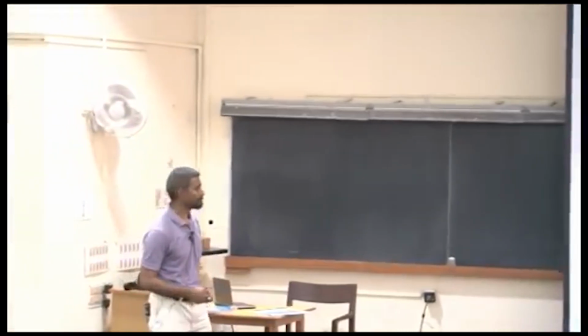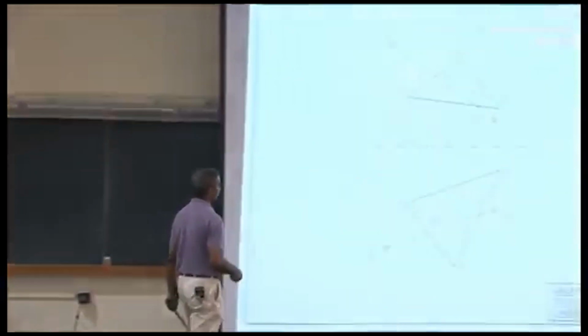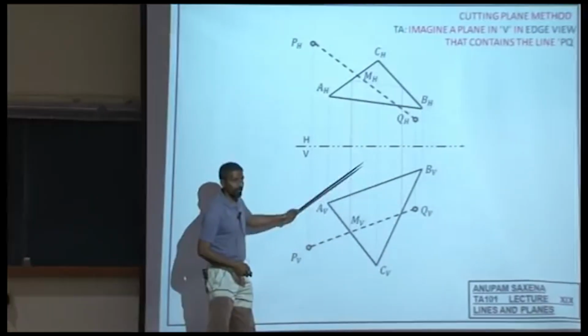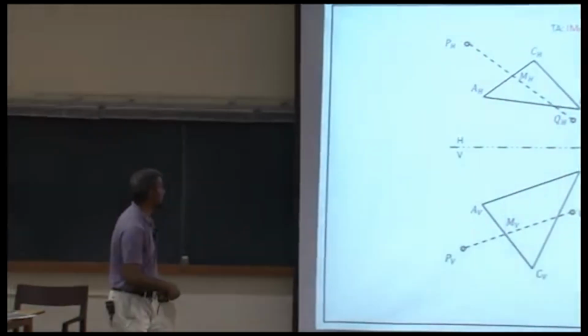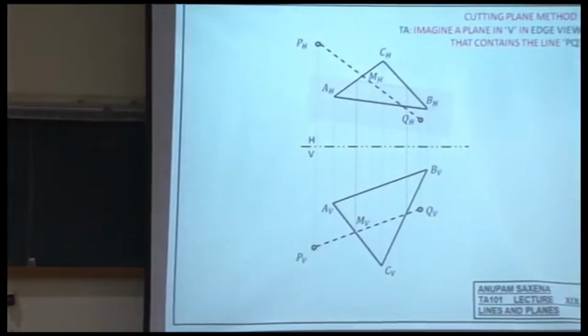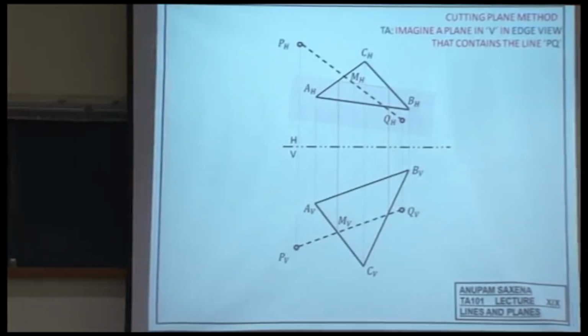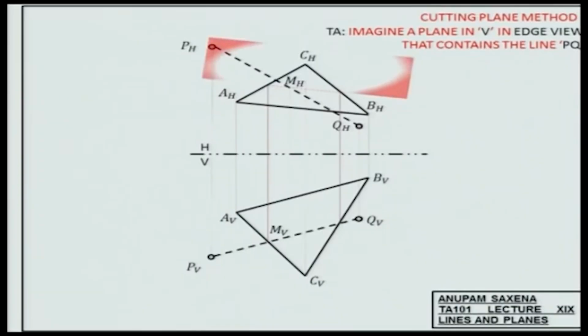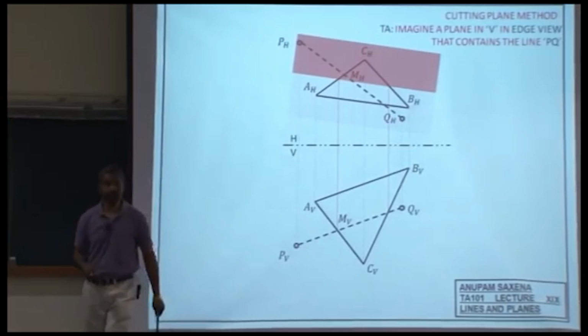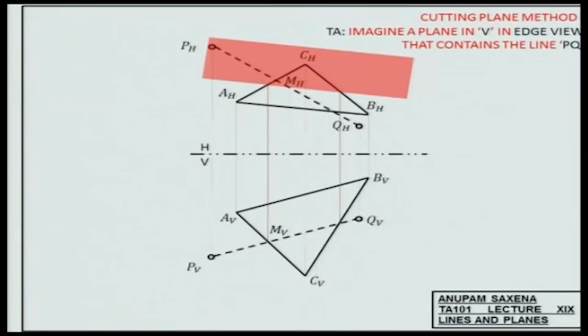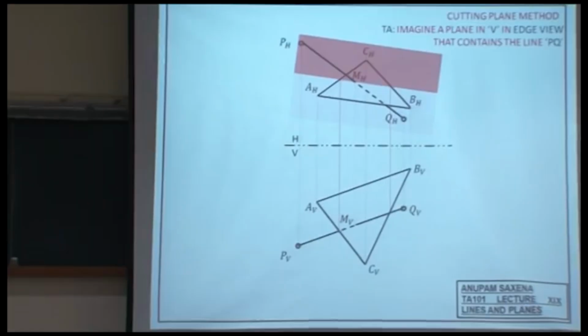And again, if you ask the same question, which part of the plane will be in front of this imaginary plane, which part of the plane will be behind the imaginary plane, this is something that you'll need to think about. So the light red part is behind, the dark red part is in front. Okay, so this part of the plane is in front of this plane. So what will happen to the line? What will happen to the line? That. Think about this.